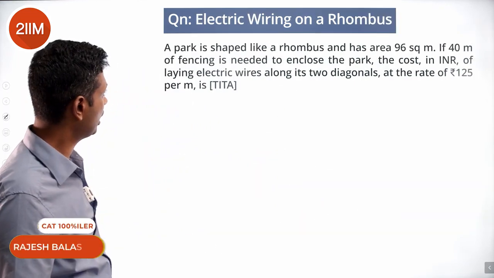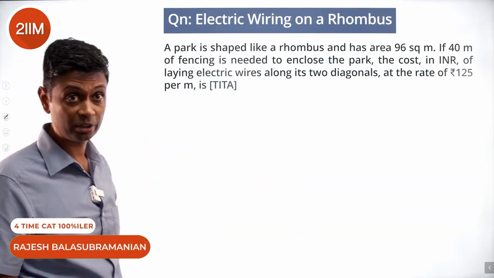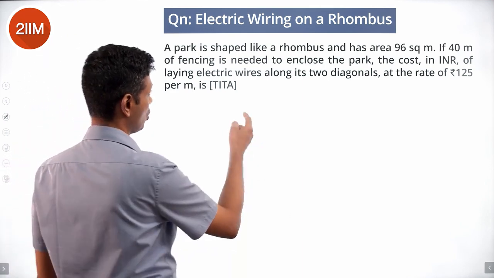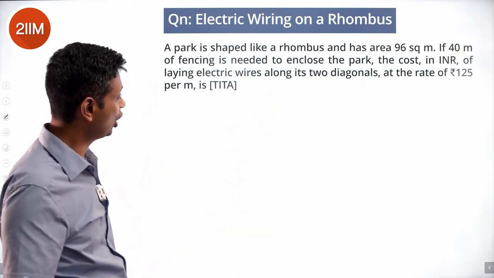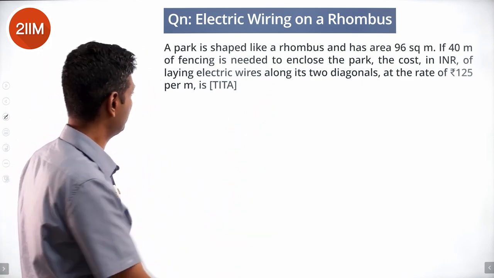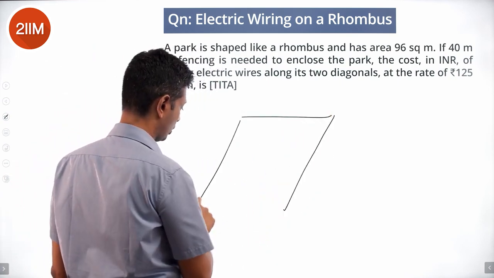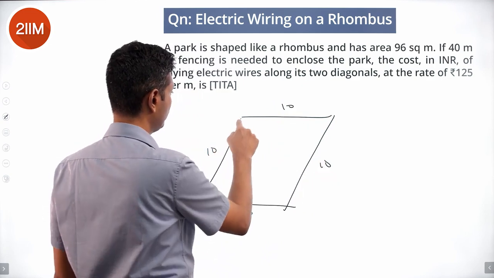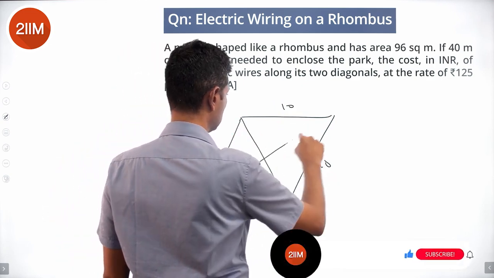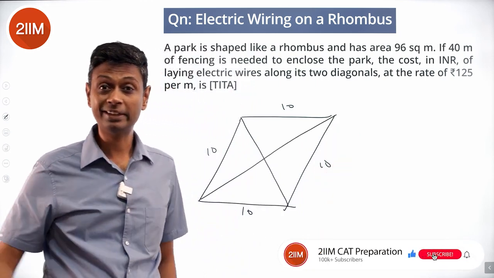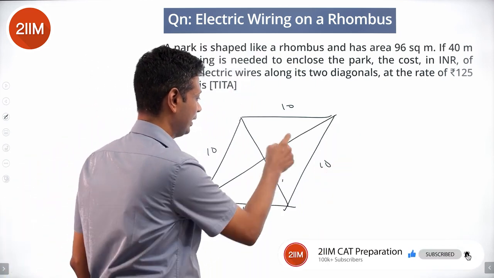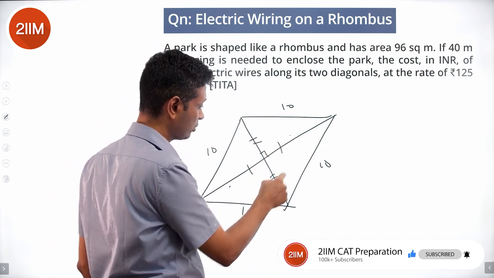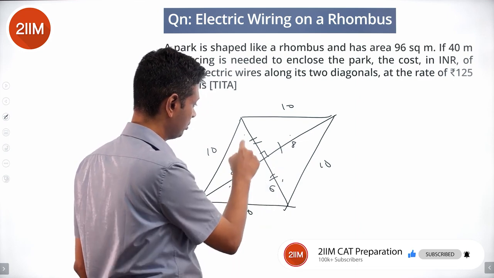A park is shaped like a rhombus and has an area of 96 square meters. If 40 meters of fencing is needed to enclose the park, the cost in INR of laying electrical wires along its two diagonals at the rate of 125 per meter. Let's do this. This is a rhombus of side 10. The moment I see 10, I'm tempted to think about 6, 8, 10. 6, 8, because in a rhombus, the diagonals are perpendicular bisectors of each other. If this were 6, this were 8, this would be 8, this would be 6.